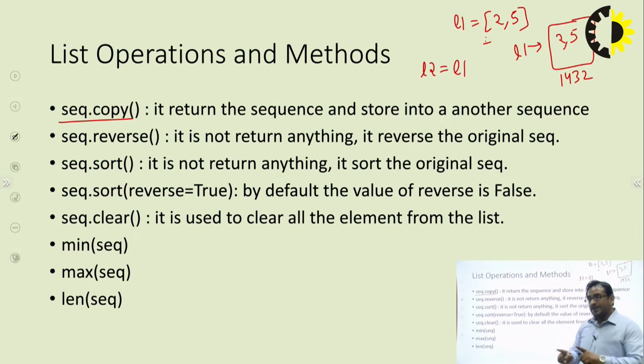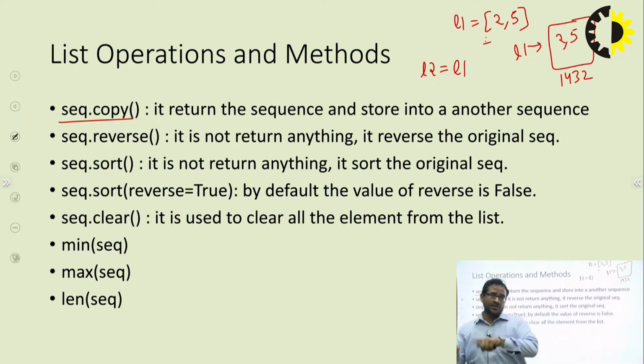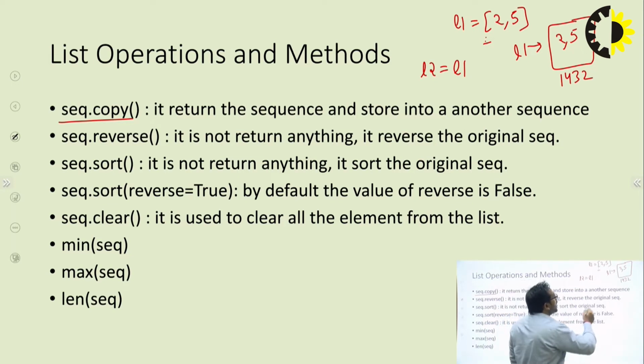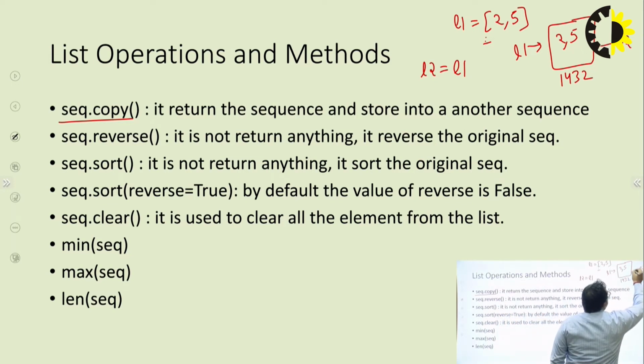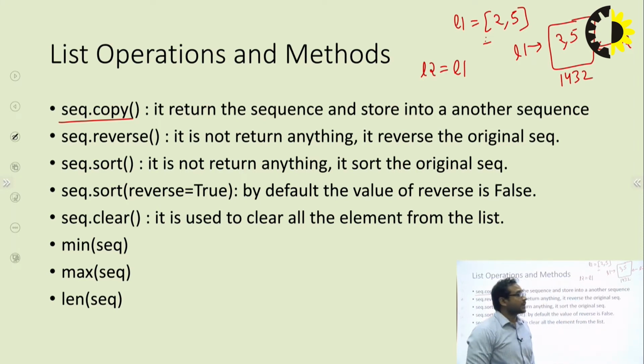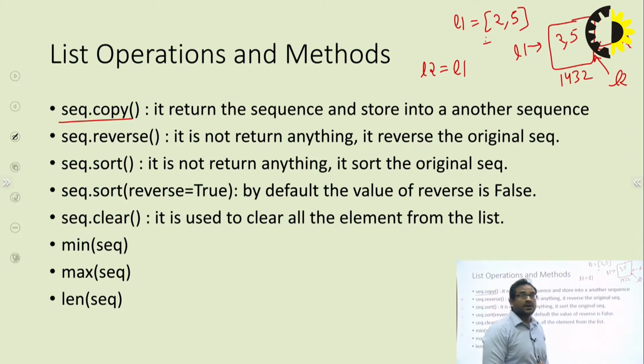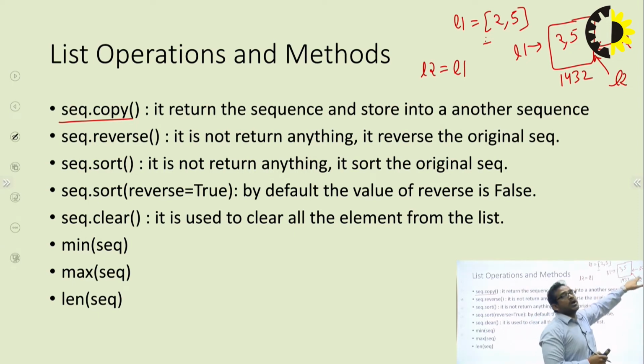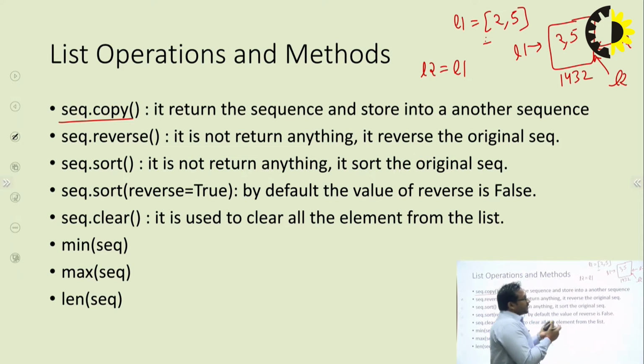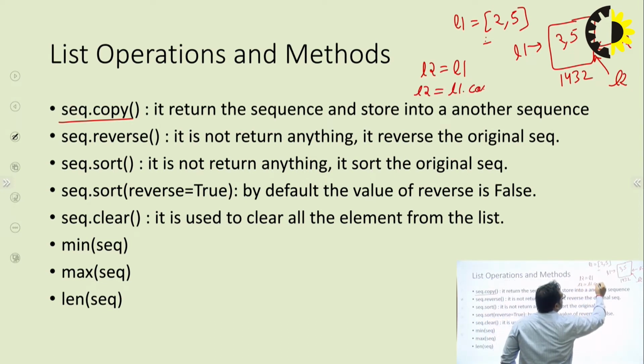It doesn't mean that the value of L1 is copied to L2, right? What the equal-to operator does is that L2 is also pointing to the same memory location. Got my point? So whenever you change L1, it is also reflected in L2. If you change L2, it is also reflected in L1, right? So what is the solution? The solution is the copy function. You can write L2 is equal to L1.copy().